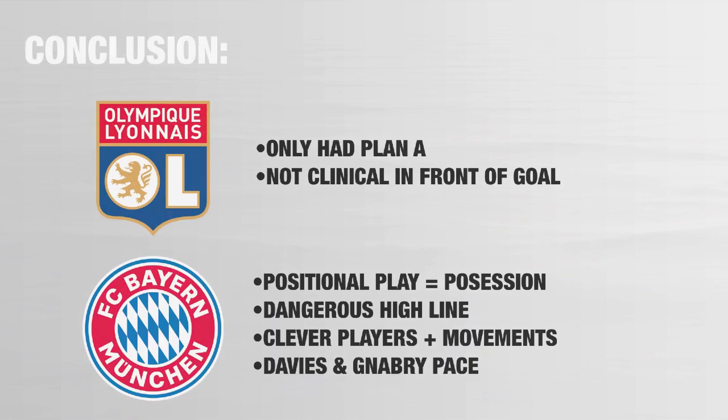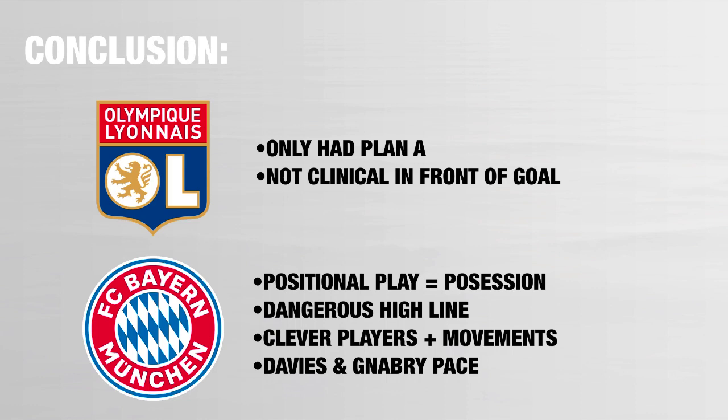So in conclusion, for me, Olympique Lyonnais only had one plan, that 5-3-2 defensive system in that mid-block and trying to get counter-attacks from those positions behind that high defensive line from Bayern Munich. Not clinical in front of goal. If they had have scored those opportunities they had in the first 15, 16 minutes of the match, they could have had 4. Bayern Munich positional play was excellent. It meant that they dominated possession.